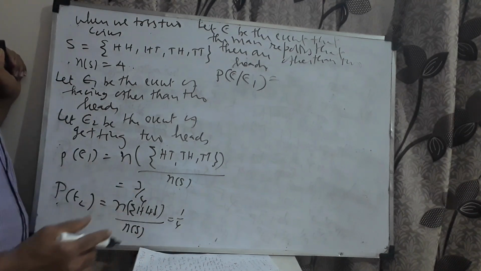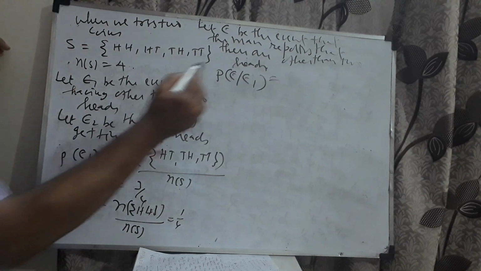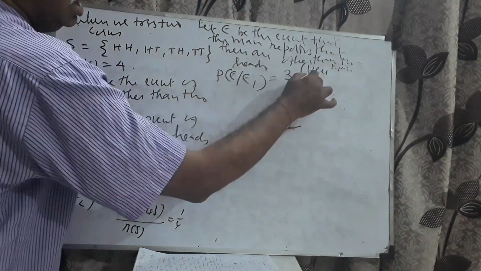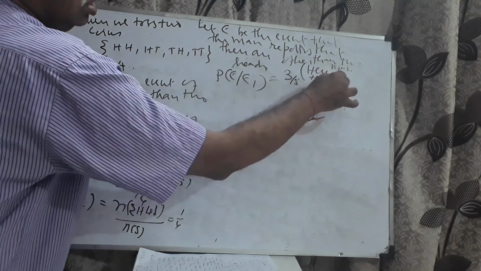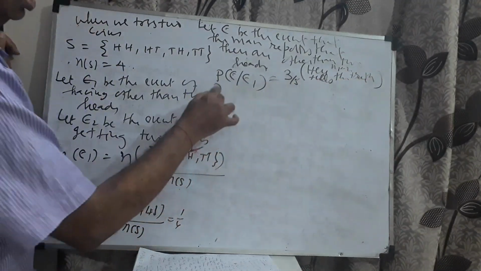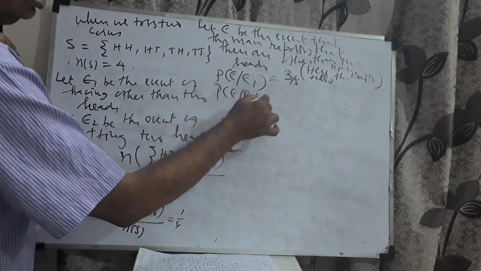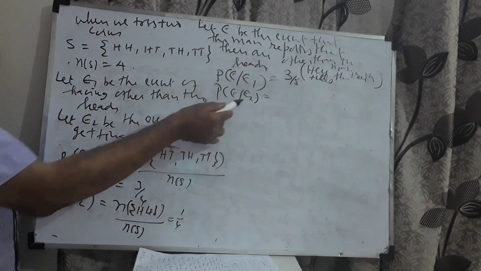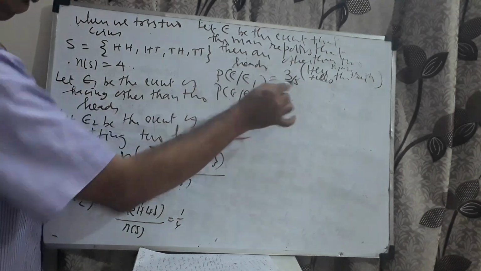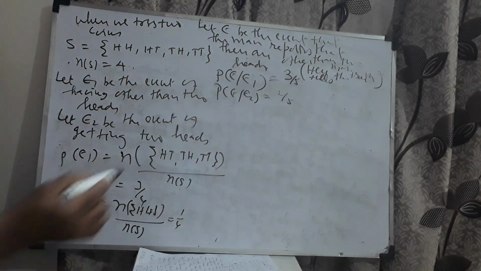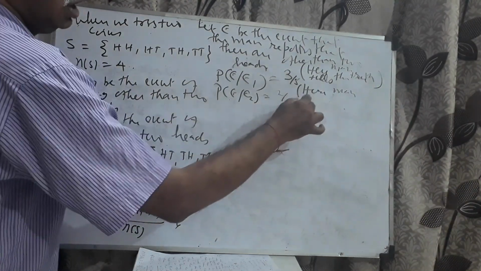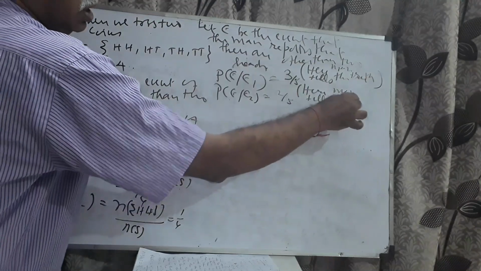Now, the first statement tells you he tells the truth in 3 out of 5 cases. Here the man tells the truth. Okay, now P of E given E2. Here you are getting two heads. He reports that there are other than two heads. He is telling a lie here. In 2 out of 5 cases he will tell a lie. Here the man tells a lie.